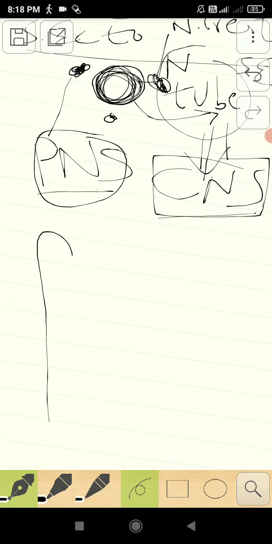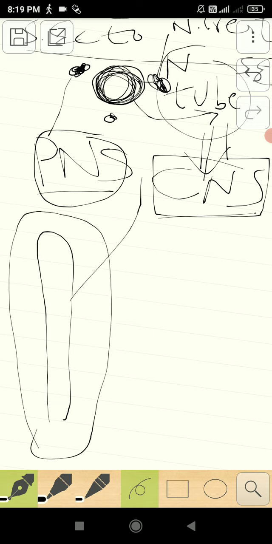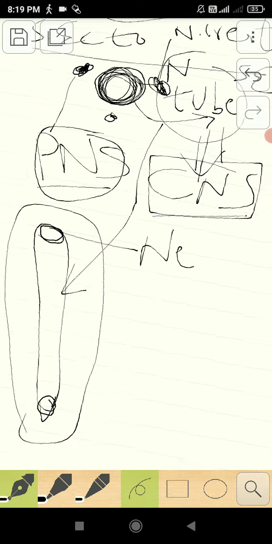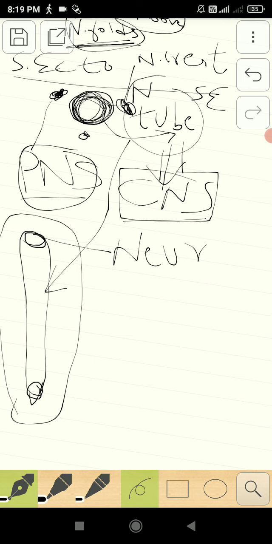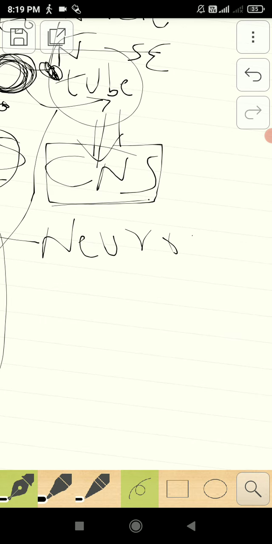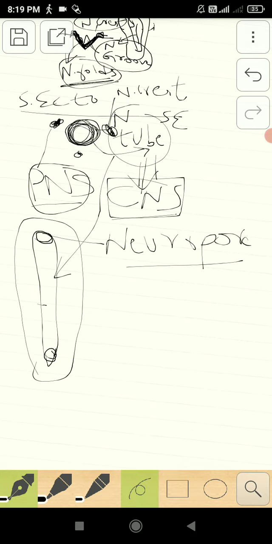So the neural tube in the embryo, this is the embryo, you can see the neural tube. Initially the tube is not closed at the anterior end and the posterior end. There is an opening called the neuropore. So at the end of the 4th week, both the neuropores, the anterior neuropore and the posterior neuropore, close to form the complete neural tube. So this is the neural tube completed.